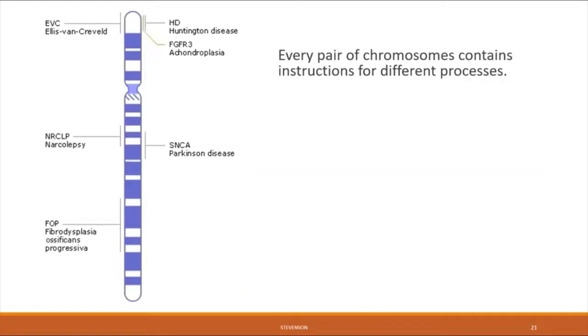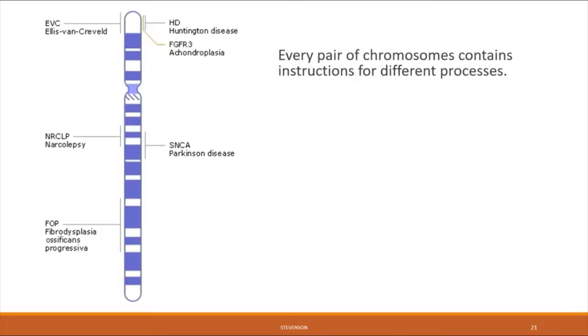So let's talk a little bit more about what these pairs of chromosomes do. Every pair of chromosomes contains instructions or recipes for different processes and structures. For example, you are right here looking at a cartoon depiction of human chromosome number 4, which everyone has two copies of, one that came from their mother and one that came from their father.